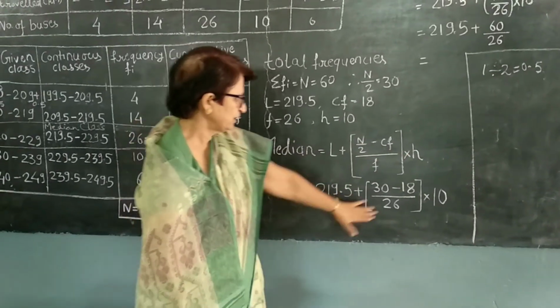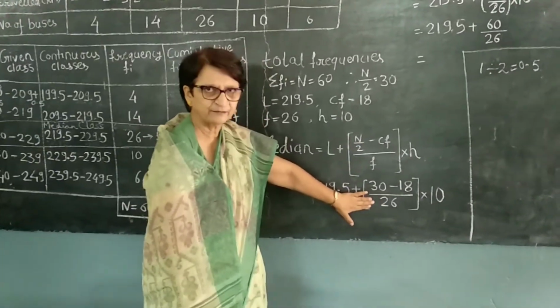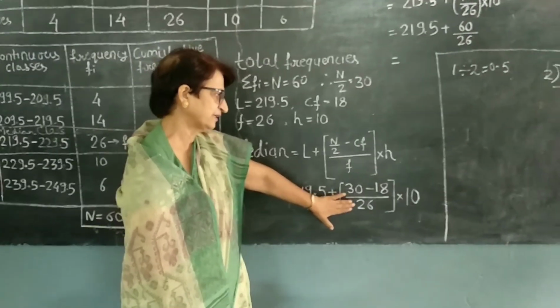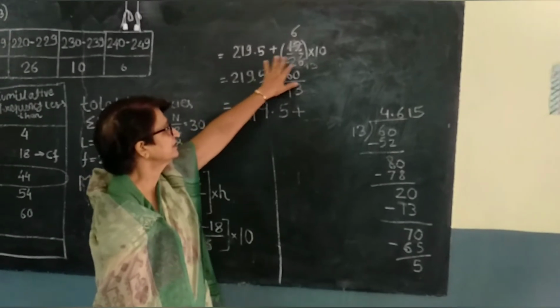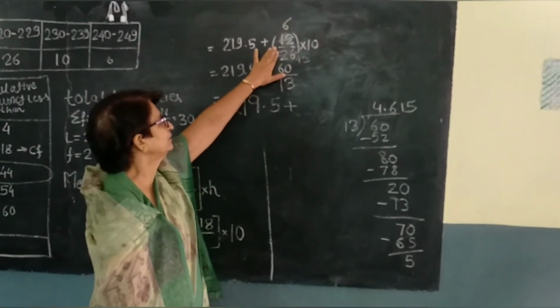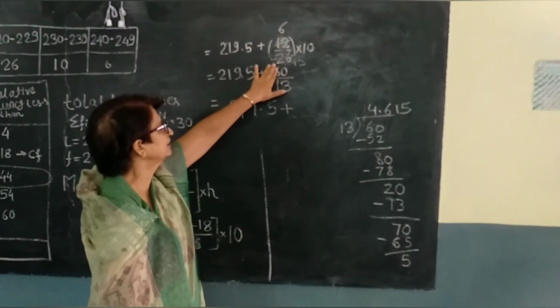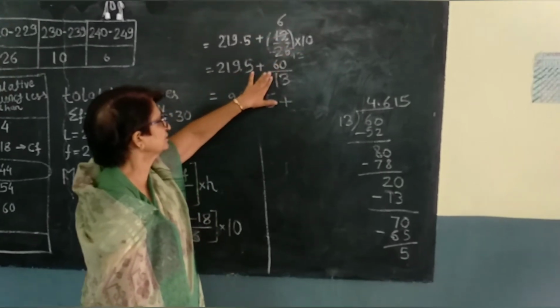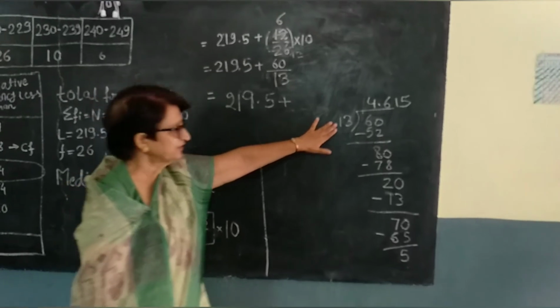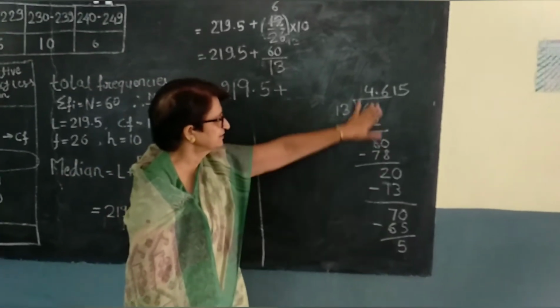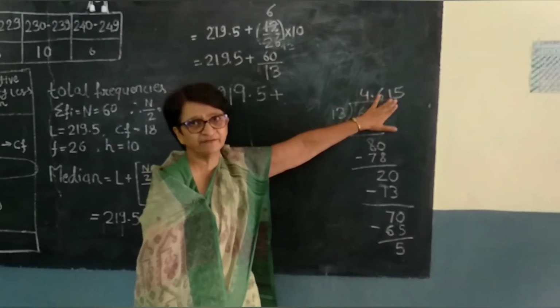Put the values. First solve the bracket. After solving the bracket, do the multiplication. 12 upon 26 into 10. We divided by 2, we got 6, here we got 13. So 6 tens are 60 and upon 13. We will divide. After dividing, I got the answer 4.615.